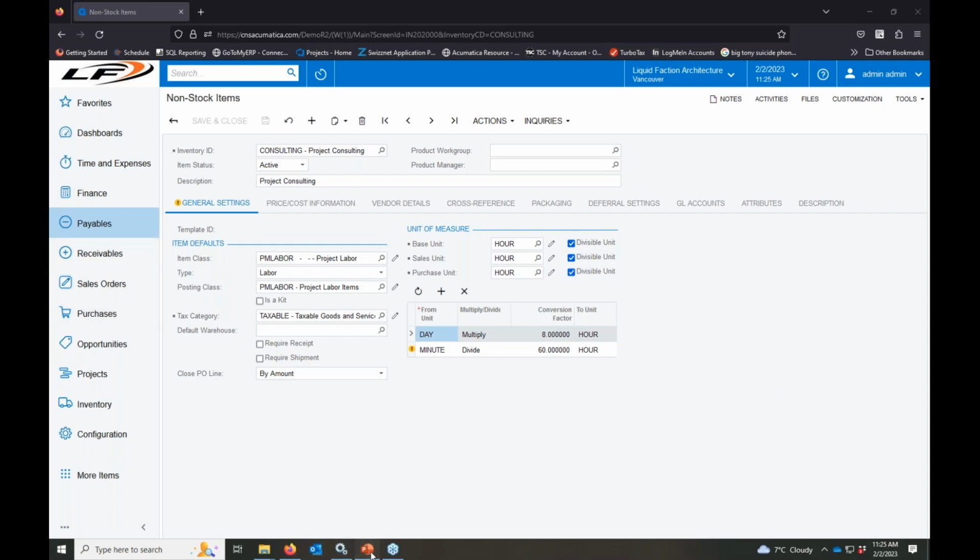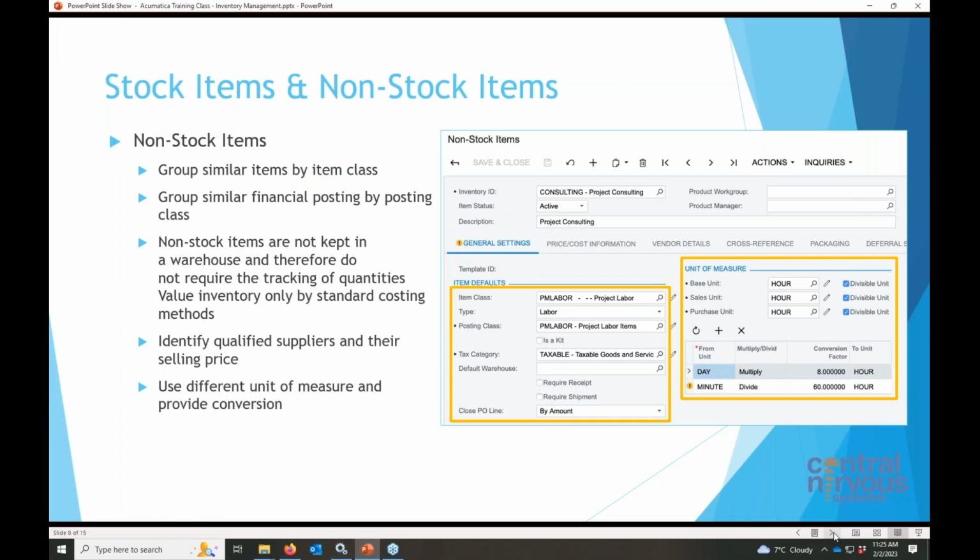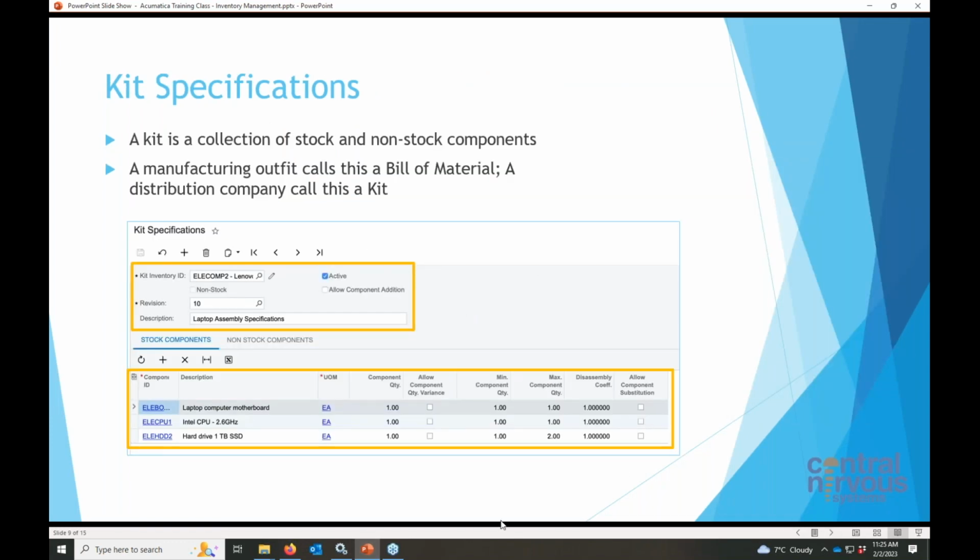Let's head back into our presentation. Next, we have kit specifications. A kit is a collection of stock and non-stock components that make up a new item. A manufacturing outfit will call this a bill of material, maybe a recipe. A distribution company will call this a kit.